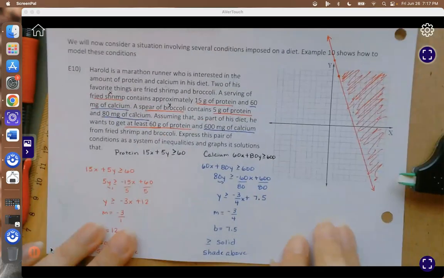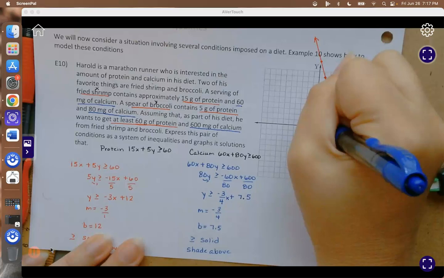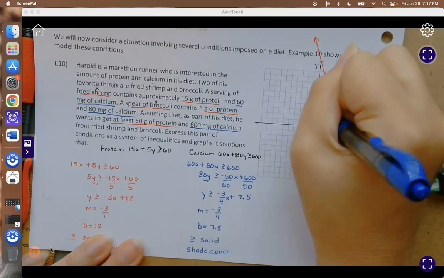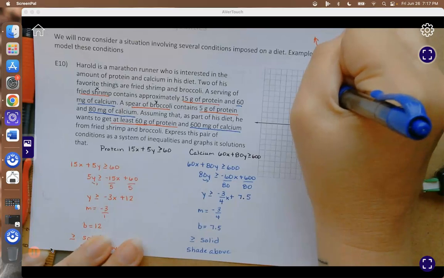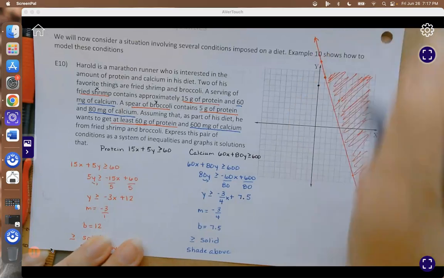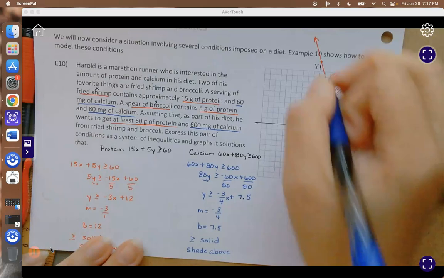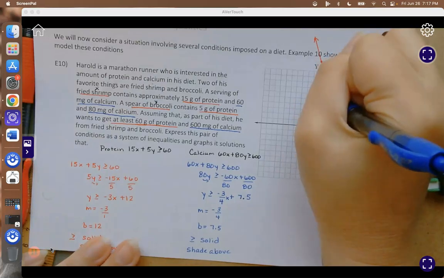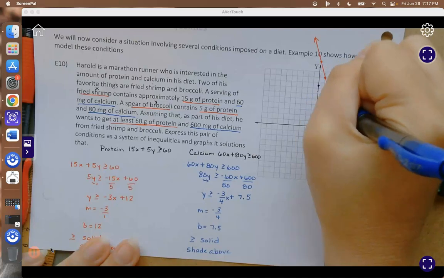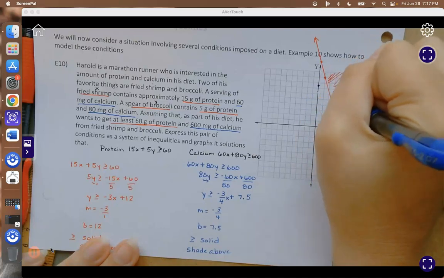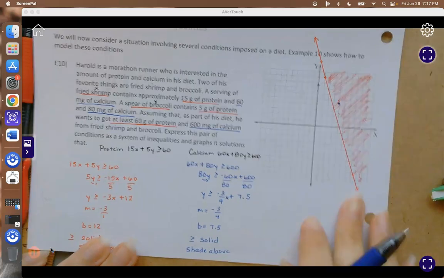Alright, so let's see what we got here. So 1, 2, 3, 4, 5, 6, 7.5. And then we're going to drop down 3. So 1, 2, 3, 4. Okay.